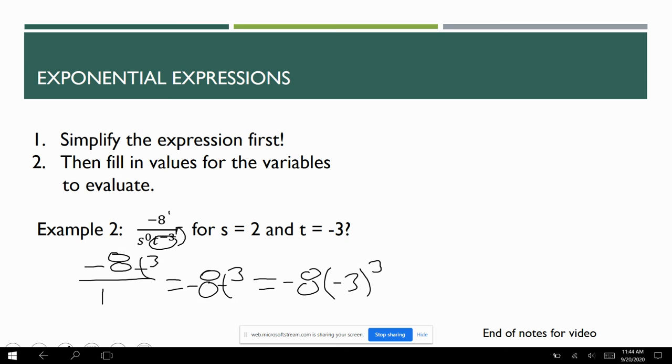Negative 3 to the third. Well, negative 3 to the third is going to be a negative 27. So we have negative 8 times negative 27, which is going to give us a positive 216. So a couple important things here. Look, you didn't even have to deal with substituting in the s. That is why we want to simplify first. We didn't get confused between our negative numbers and our negative exponents. We're able to simplify all the way down to 216.